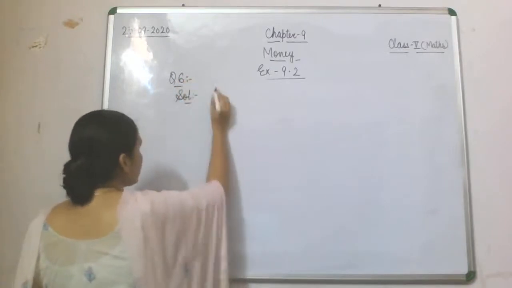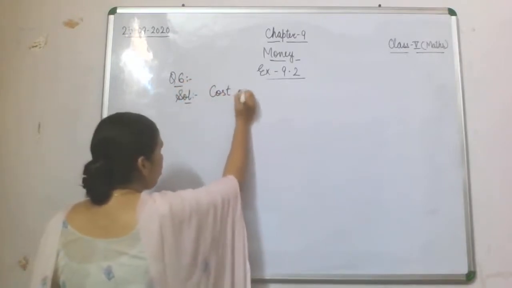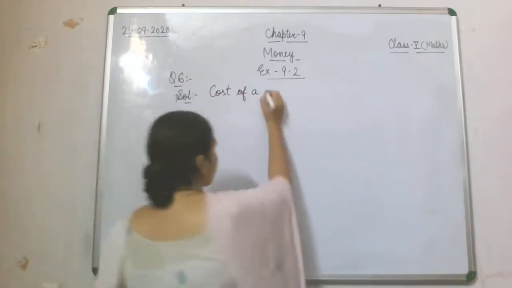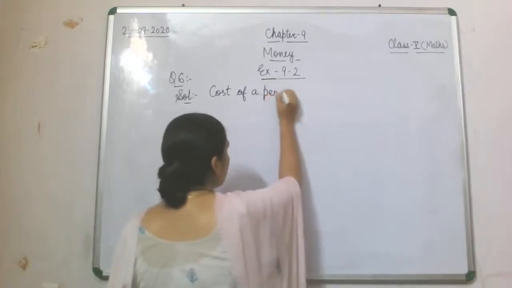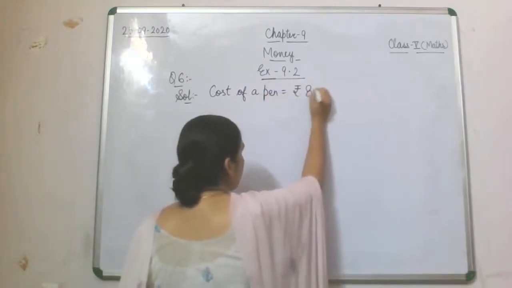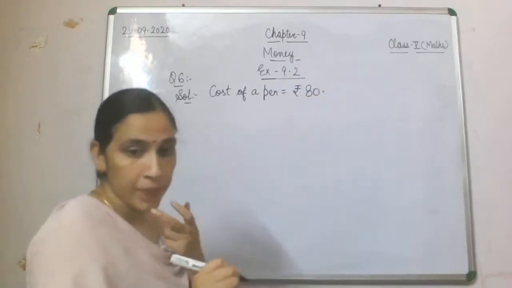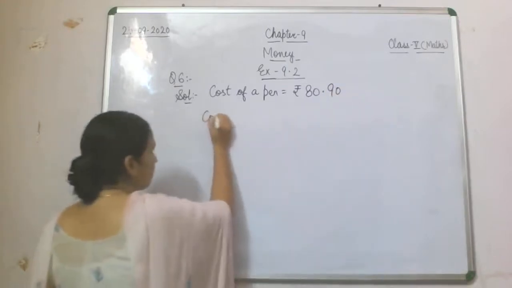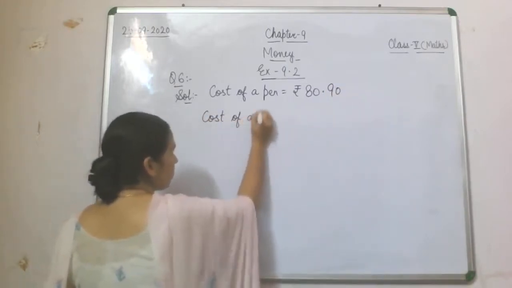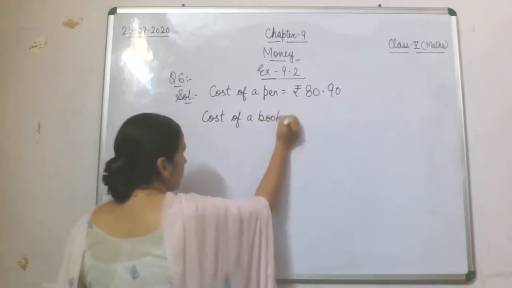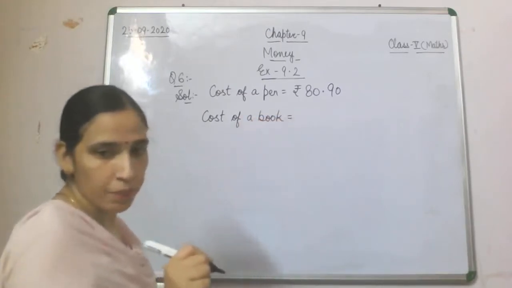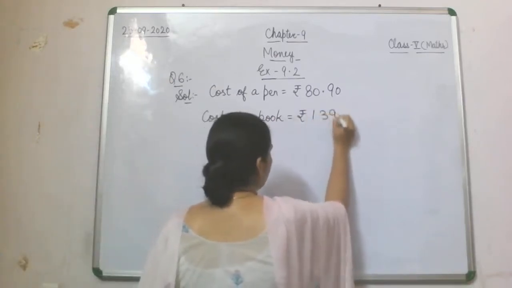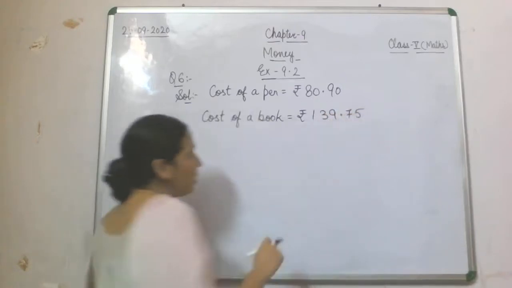In question number 6 you have been given the cost of a pen, that is rupees 80 and 90 paisa. Now what is next? Cost of a book, that is rupees 139 and 75 paisa.